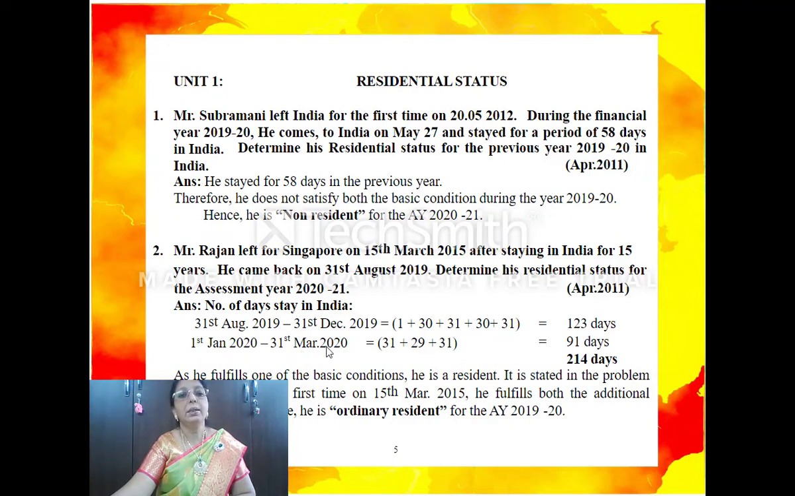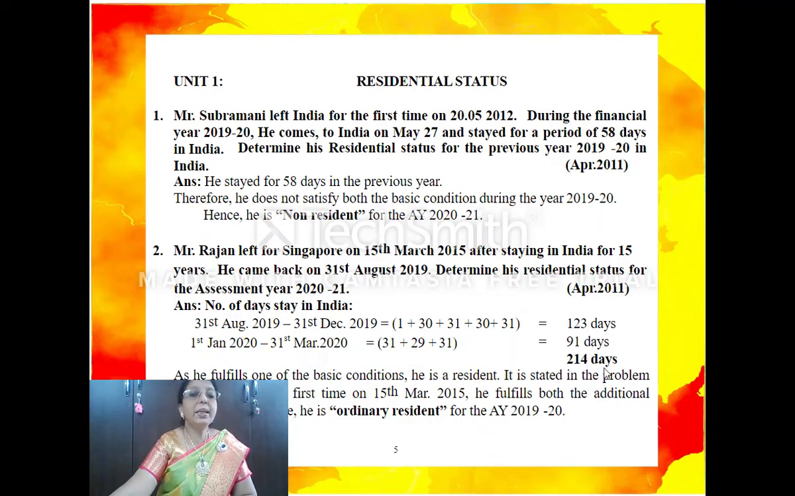So this is our stay in India for Mr. Rajan during the previous year. On August 31 he comes here, so that one day, the day he comes to India and the day he leaves India, both are counted in India. So 31st he is in India, that is one day. Then September 30 days, October 31 days, November 30 days, December 31 days, and again January 31 days, February 29 days, March 31 days. So totally he is in India during the previous year for 214 days.